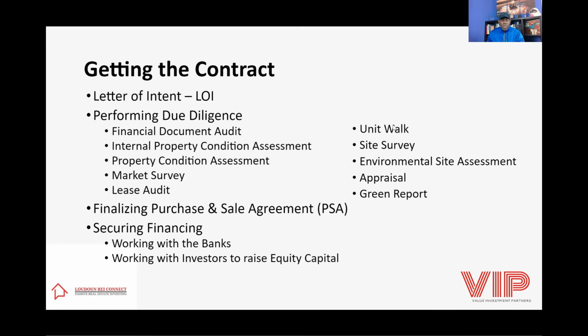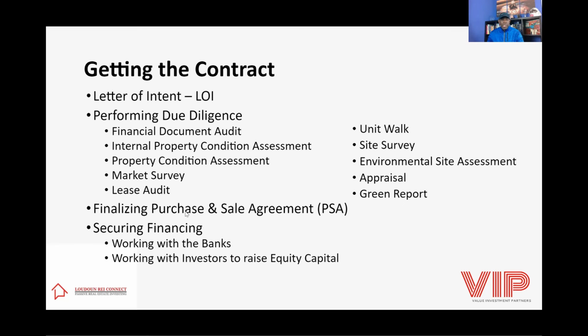So if you have a 300 unit property, guess what? You're walking every single unit to determine the state of that unit, so that you can put together your budget as you move into writing your PSA. Site surveys, your environmental site assessments, your appraisal, your green reports. All of these reports are going to cost you money, right? That's why the operator is putting forward all of this money as part of their risk capital, so that they can secure the property, bring it back, and finalize the PSA.